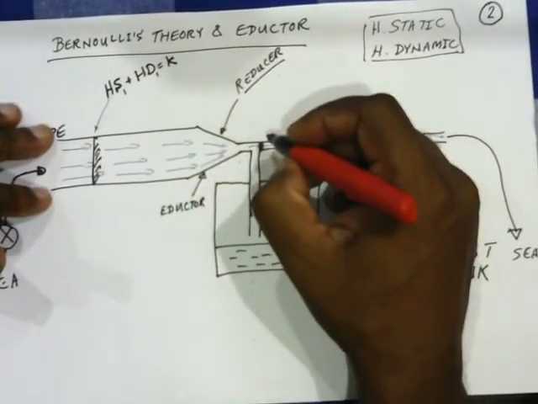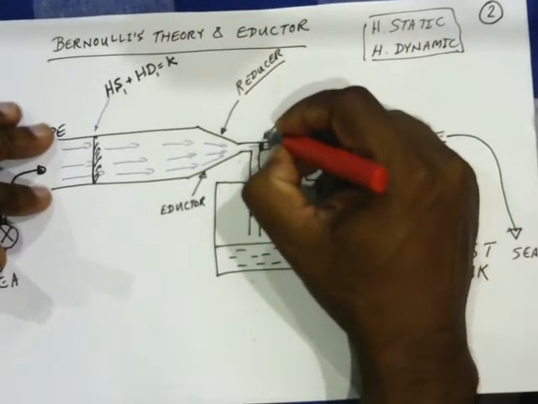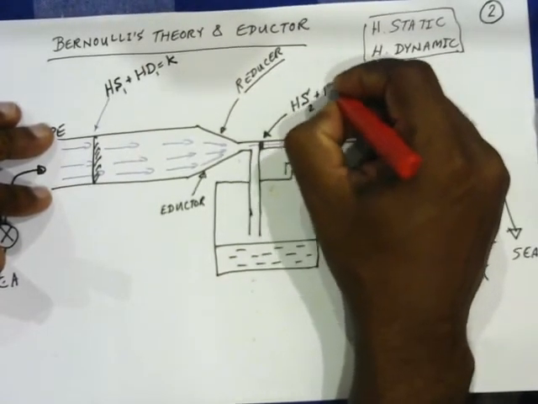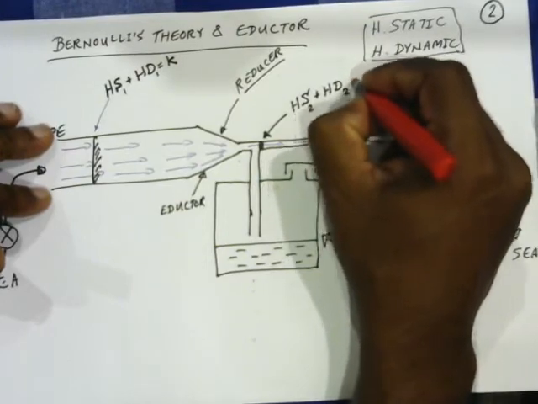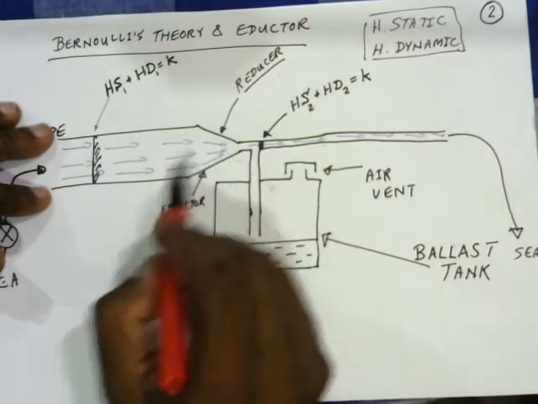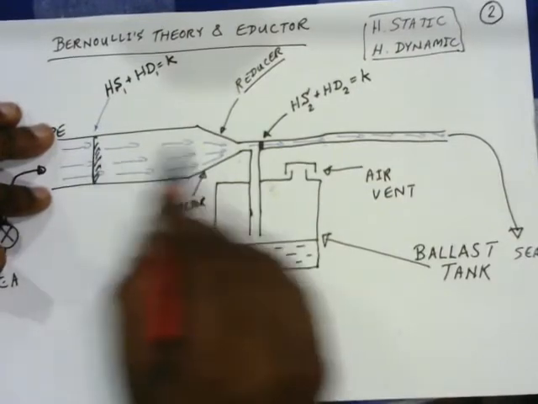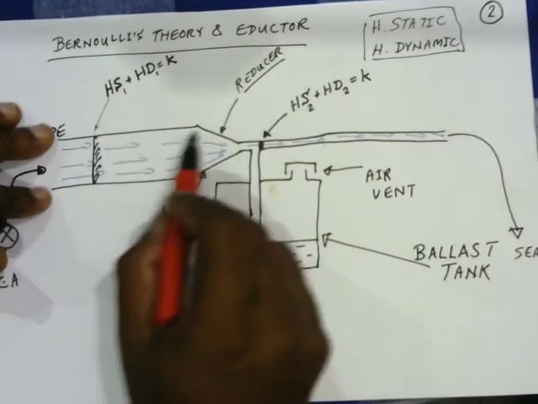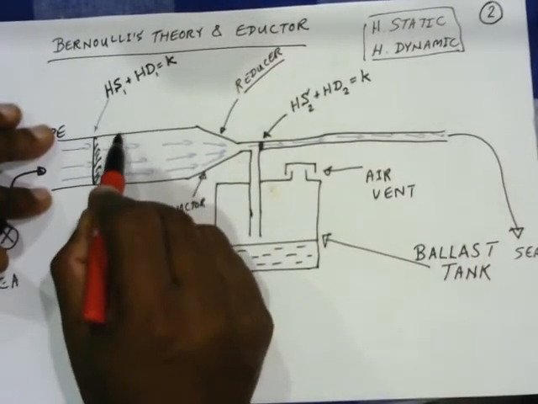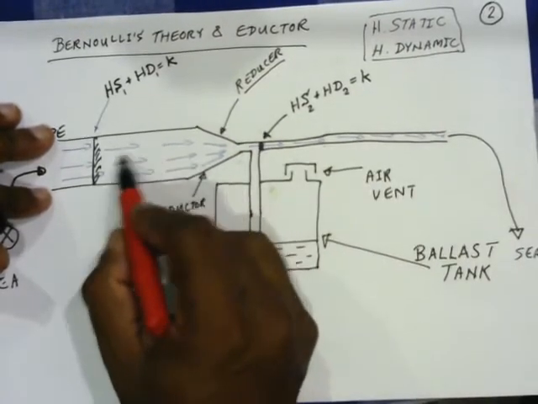Again, if we apply the same theory at this point, hydrostatic pressure and hydrodynamic pressure add to a constant. But as for Bernoulli's theory, assume that there is no energy reduction. Let's assume that there is no friction in this pipe, and if the friction is there, energy will be reduced. So assume that there is no energy decay in this pipeline.